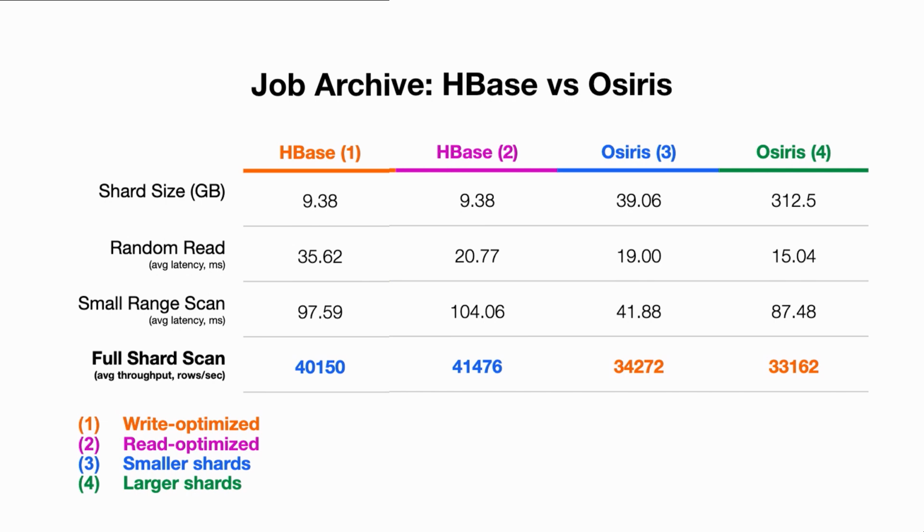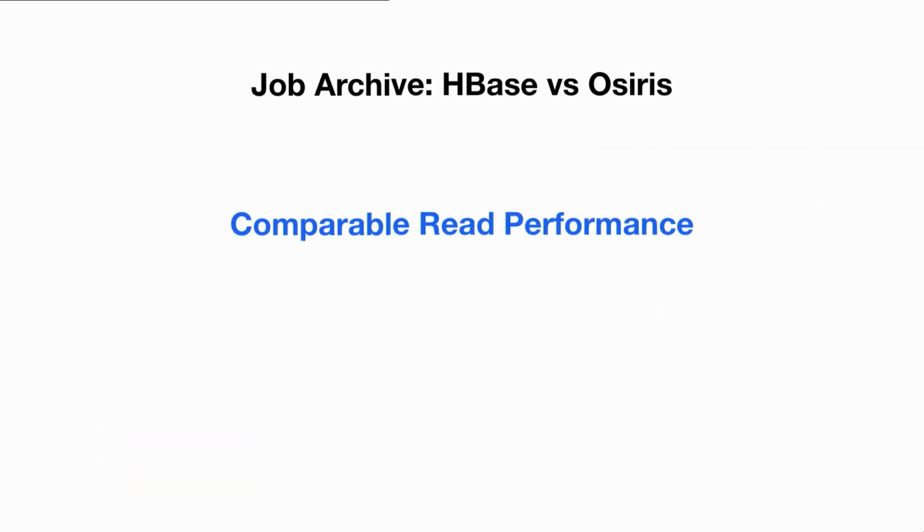So what we can see here is that HBase is pretty much the same between both results as is Osiris, but Osiris is a little slower. But actually, we think now that this difference is not due to a fundamental difference between HBase and Osiris. We actually think it's due to the choice of compression algorithm used, so we need to rerun this test at some point to see how it holds up. But even if this is still the case, what we can see is that Osiris is pretty much comparable in all main read tests, despite having much larger shards.